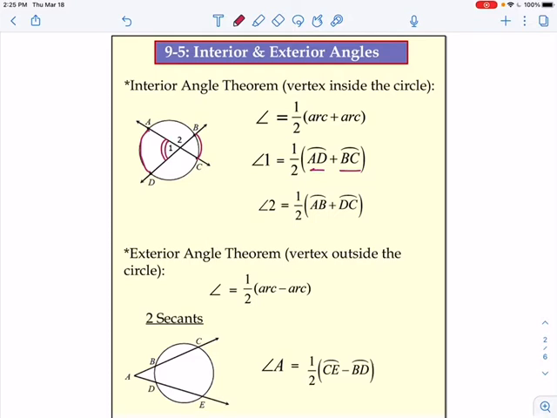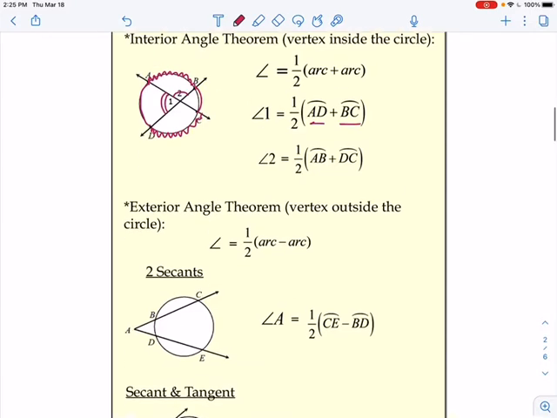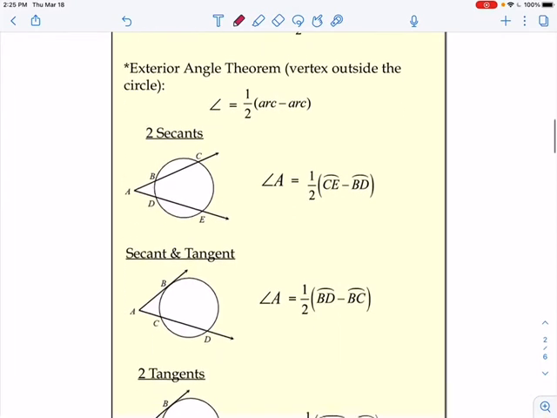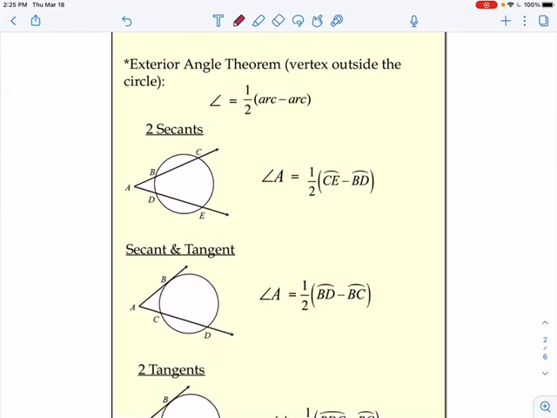If I wanted to know the measure of angle 2, it intercepts AB, and on the opposite side it intercepts DC. So if I add arc AB plus DC together and then divide by 2, that's going to give me the measure of angle 2. If your angle is on the outside, and it doesn't matter whether you have two secants, a secant and a tangent, or two tangents, this time it's going to be 1/2 of the difference of the arcs.